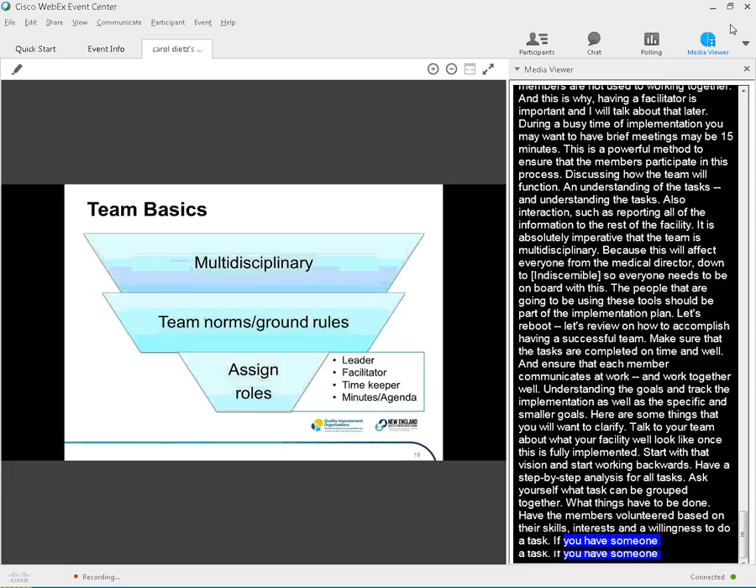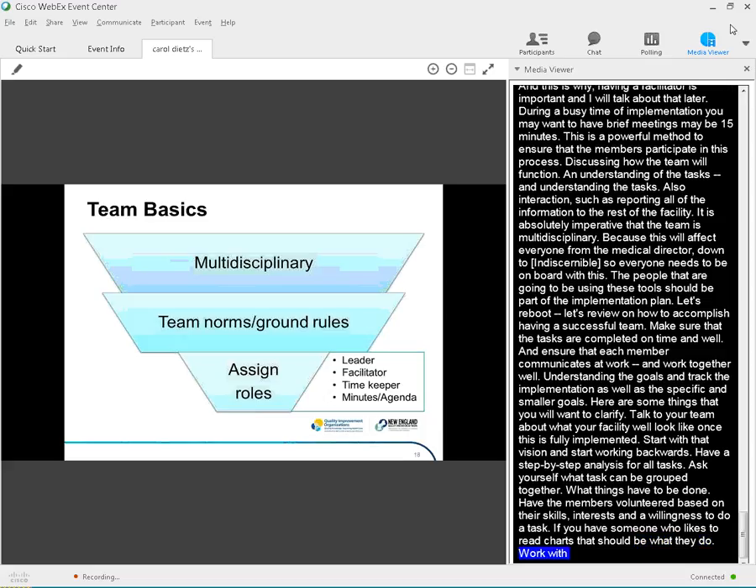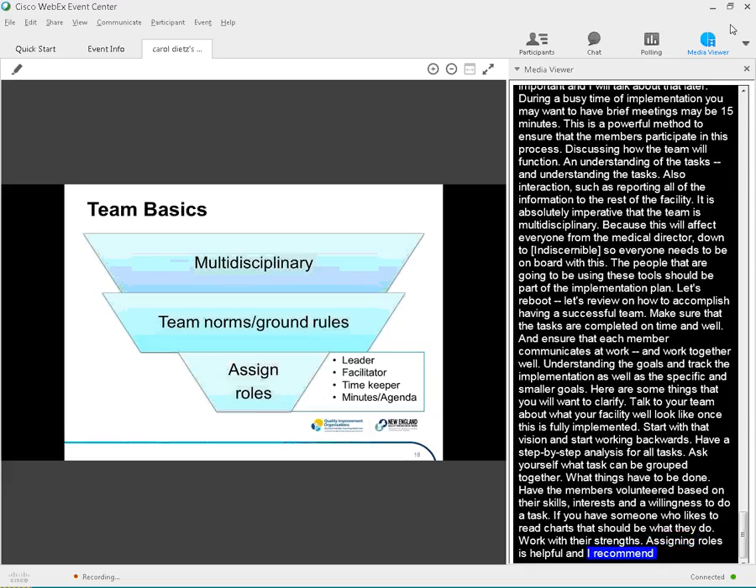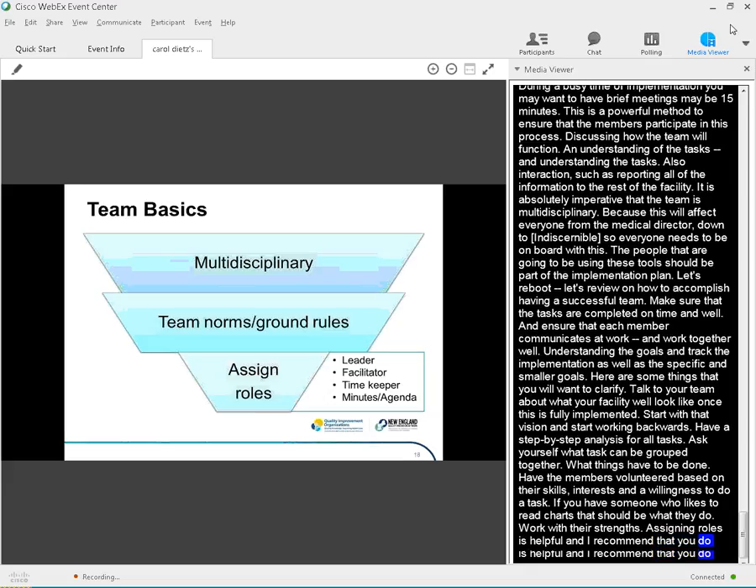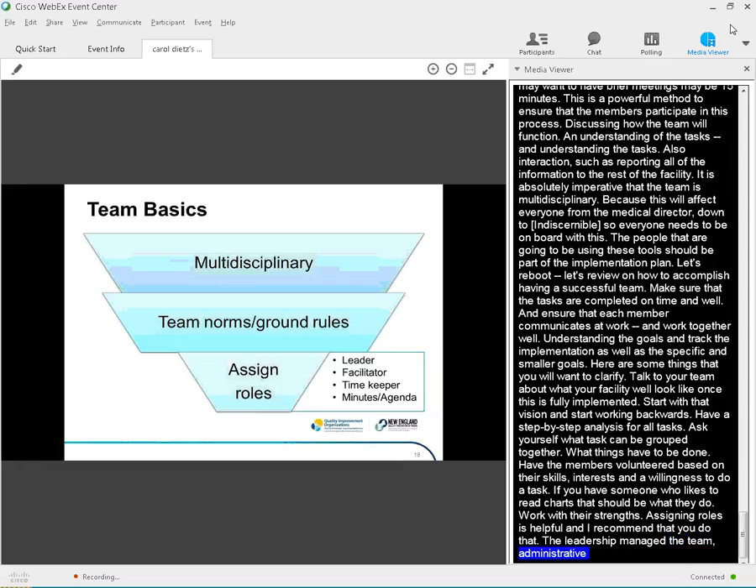Speak to people's strengths, and you'll have a much more committed team. So a little bit more about team basics. Defining roles can be very helpful, and I would certainly recommend it. A team needs, at a minimum, a leader, and the role of the leader is to manage the team, call meetings, handle administrative tasks, organize activities, oversee preparations, pull together the team as needed.